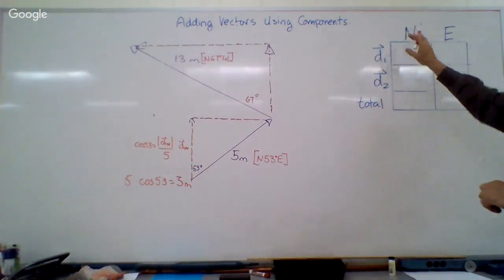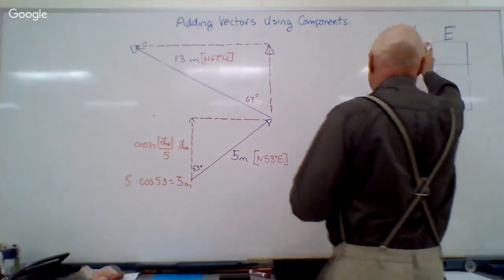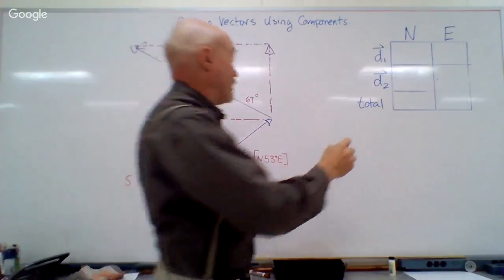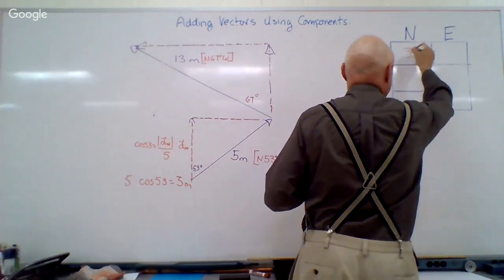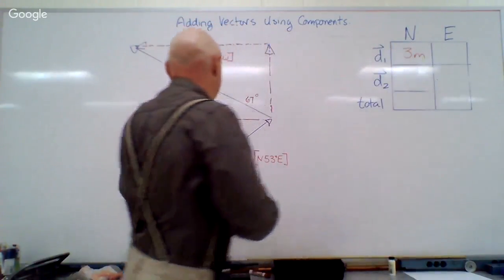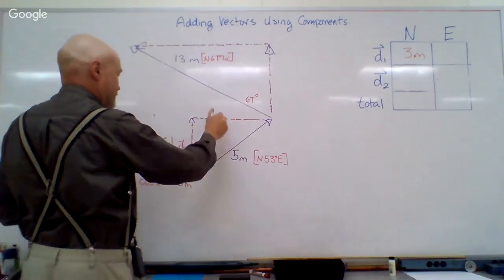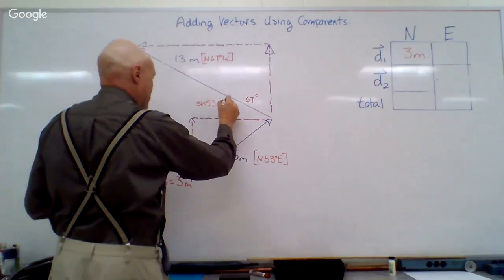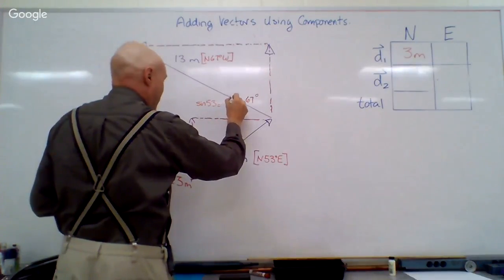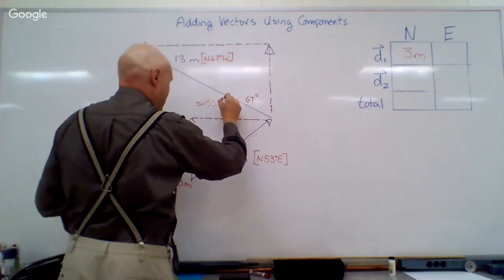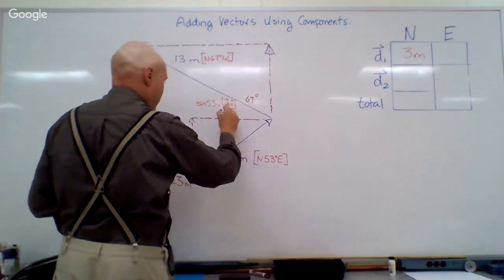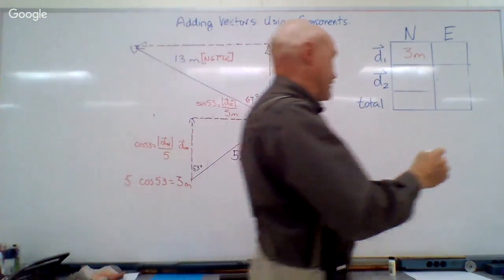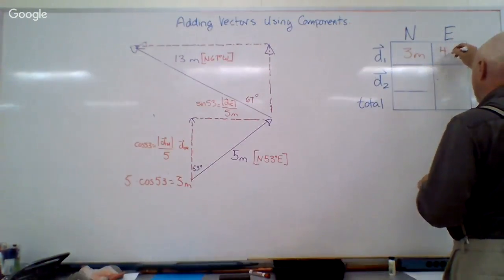I prefer to keep track of all this information in a table so that it's easier to add up. And so D1 to the north is 3 meters. To find the length of this side, it's actually going to be the sine of 53 is equal to D1 to the east, so D1 east over 5 meters. And when I do the math, it turns out that this one is 4 meters east.